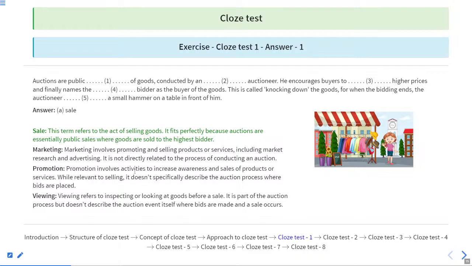Promotion. Promotion involves activities to increase awareness and sales of products and services. While it is relevant to selling, it does not specifically describe the auction process where the bids are placed. Viewing. Viewing refers to inspecting or looking at goods before a sale. It is part of the auction process but does not describe the auction itself, where bids are made and a sale occurs. So, out of four choices, sale, marketing, promotion, and viewing, the best option is sale.